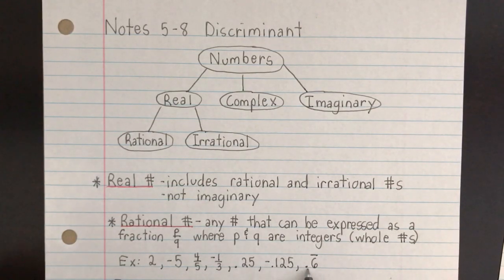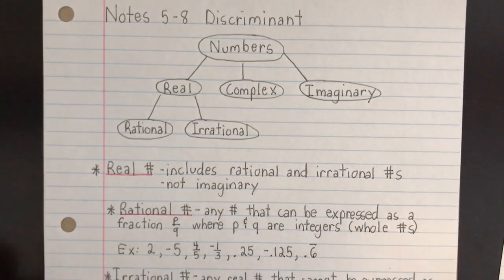And also something like 0.6 repeating, because 0.6 repeating is the same thing as 2/3. Okay, and 2/3 is a whole number over a whole number. So basically a rational number is any number that can be written as a whole number over a whole number, and can be positive or negative, doesn't matter. Okay, so that's a rational number.